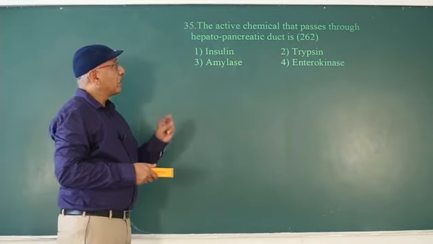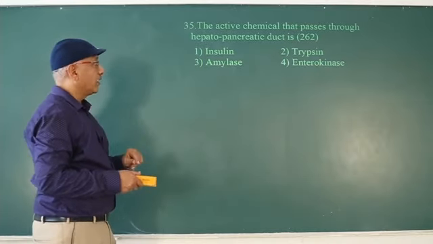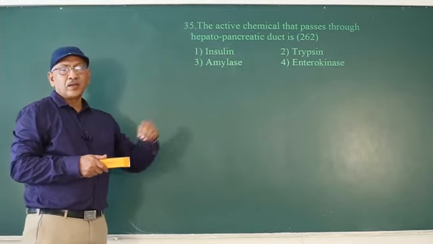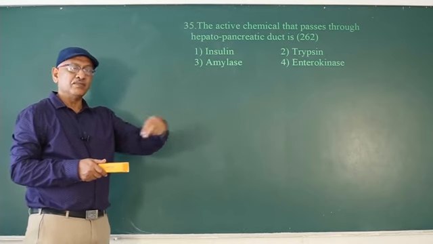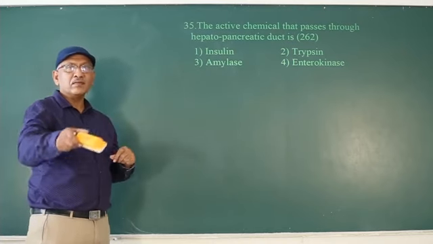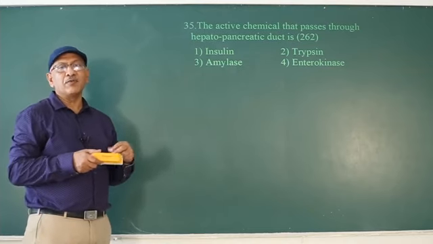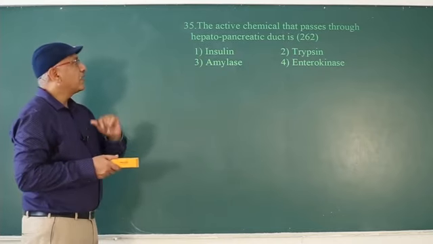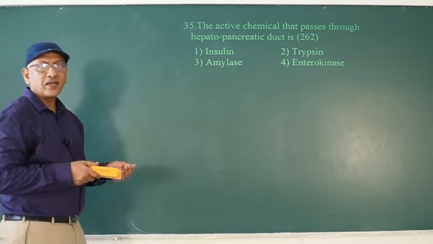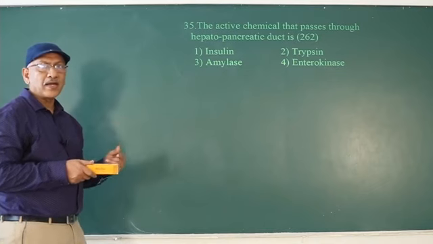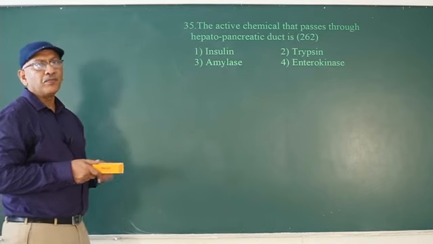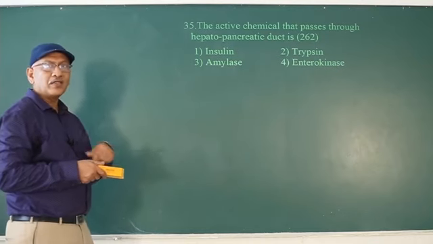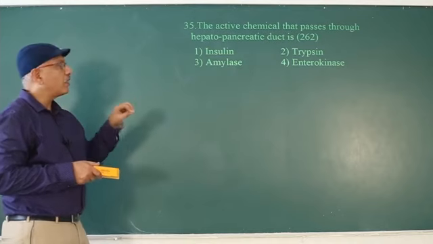The active chemical that passes through the hepatopancreatic duct. How is the hepatopancreatic duct formed? While passing, the pancreatic duct unites with the common bile duct. As a result, the hepatopancreatic duct is formed. The hepatopancreatic duct transports bile juice and pancreatic juice into the duodenum. It opens into the duodenum through an aperture, which is guarded by the sphincter of Oddi.